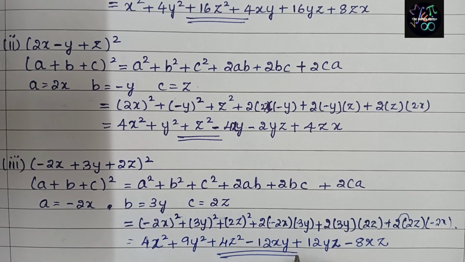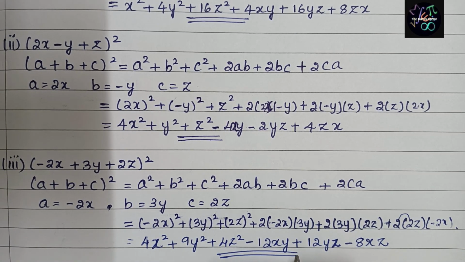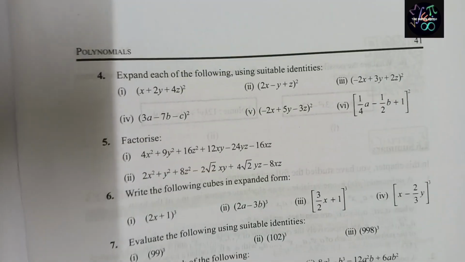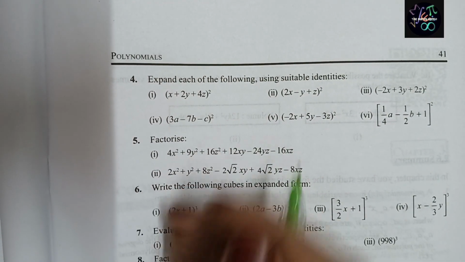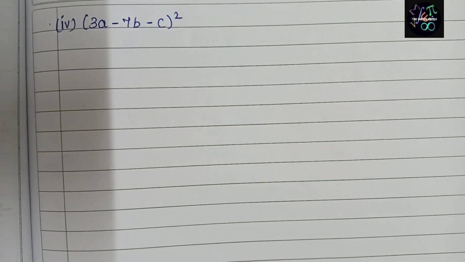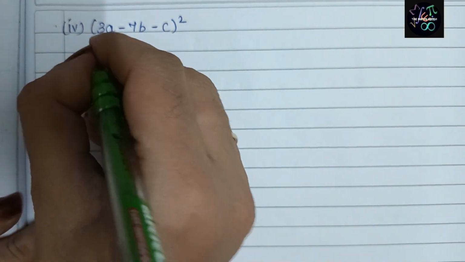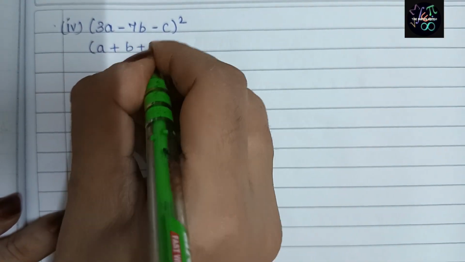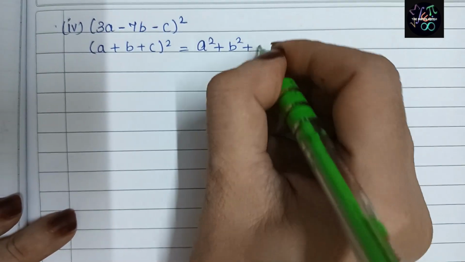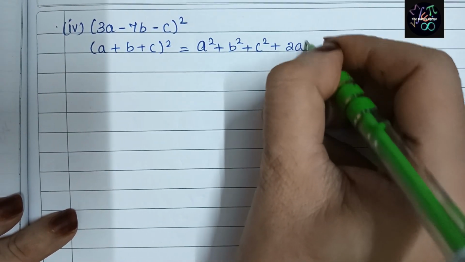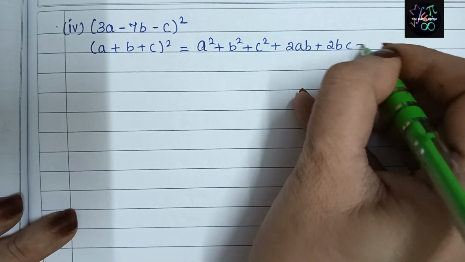So this completes the answer for question number three. Let us see the fourth question now: (3a - 7b - c) whole square. It is of the form (a + b + c) whole square, and the formula is a square plus b square plus c square plus 2ab plus 2bc plus 2ca.